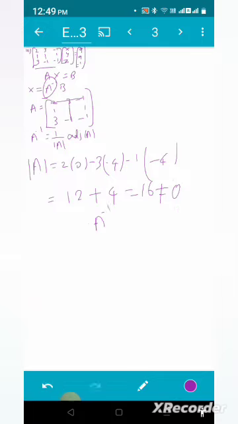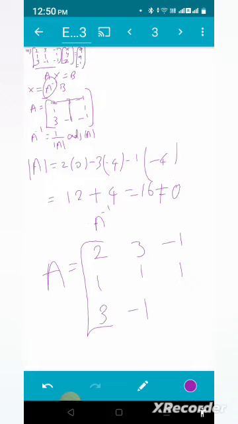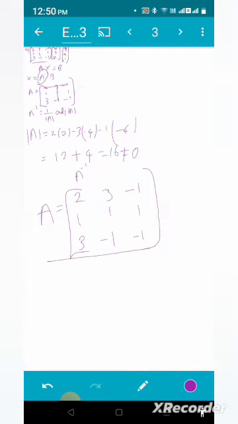So we have to find the adjoint value for finding A inverse. So adjoint of A is found from the minor value. For this A matrix, for the minor value, we get the corresponding row and columns cancelled. I put A here also because that simplifies it, and we get the minor value. 2 3 minus 1, 1 1 1, 3 minus 1 minus 1. So from this I get the minor value.